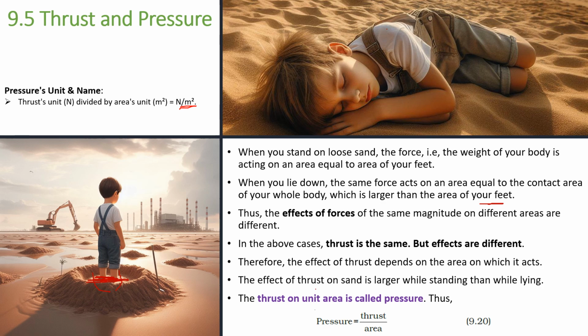Newton per meter square. Now, honoring the scientist Blaise Pascal, we use the unit for pressure as Pascal as well. Actually, the SI unit is Newton per meter square, but in honor of the great scientist Pascal, we use Pascal, Pa, as a unit of pressure. Okay, good.